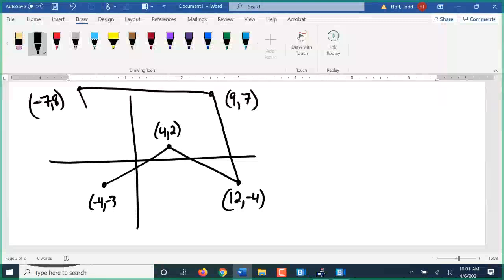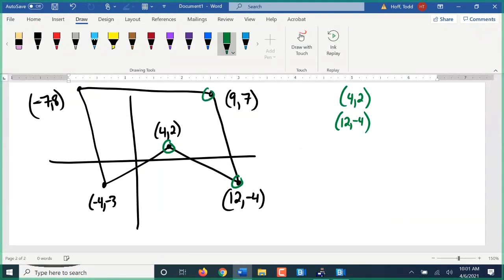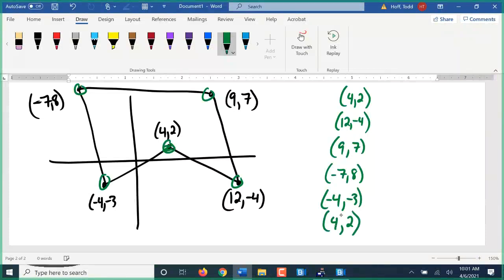And let's just connect that off for now. So we need to pick a vertex to start at. It really does not matter which one. I'm going to pick the 4, 2. Going around counterclockwise, then we have the 12, -4, the 9, 7, -7, 8, the -4, -3, and then back to the 4, 2. Very important that we repeat that first point again at the end.